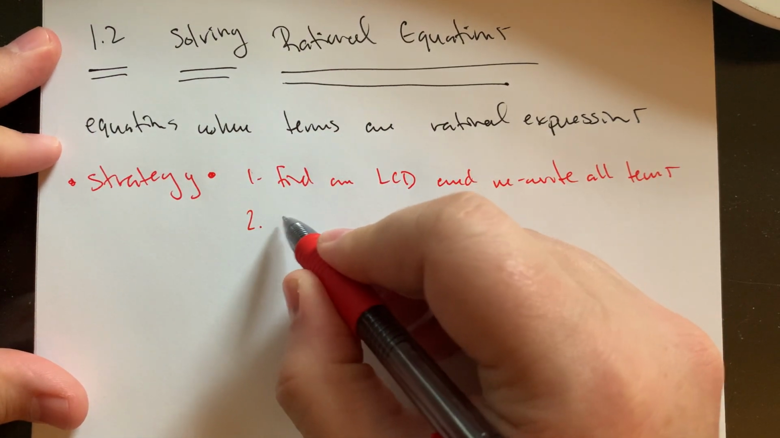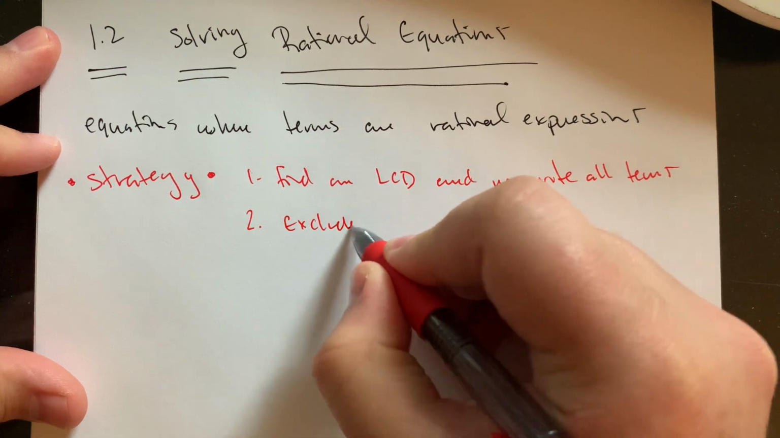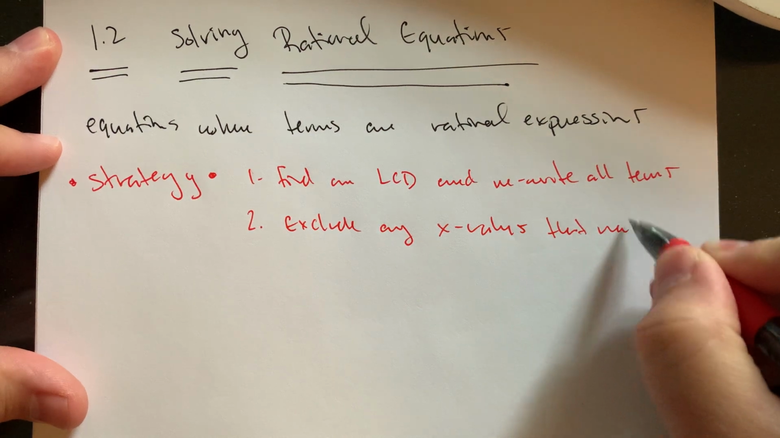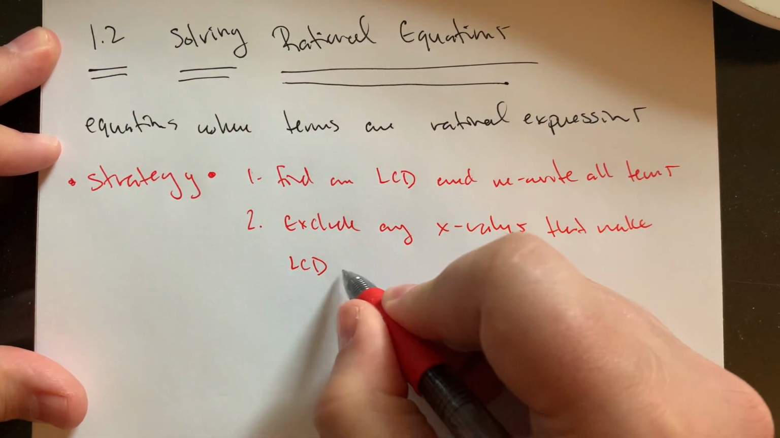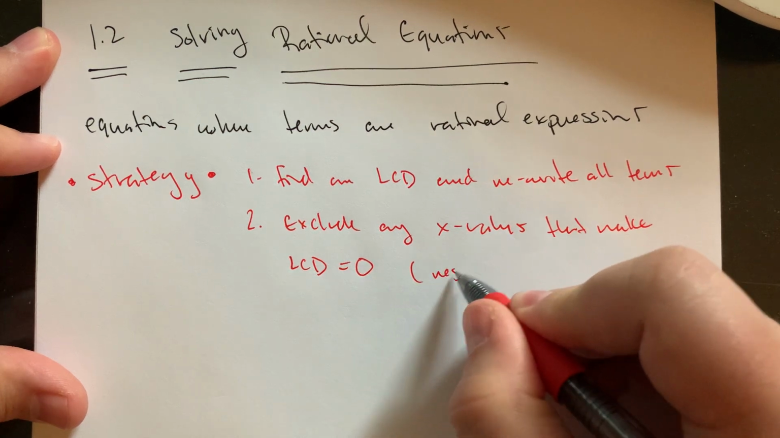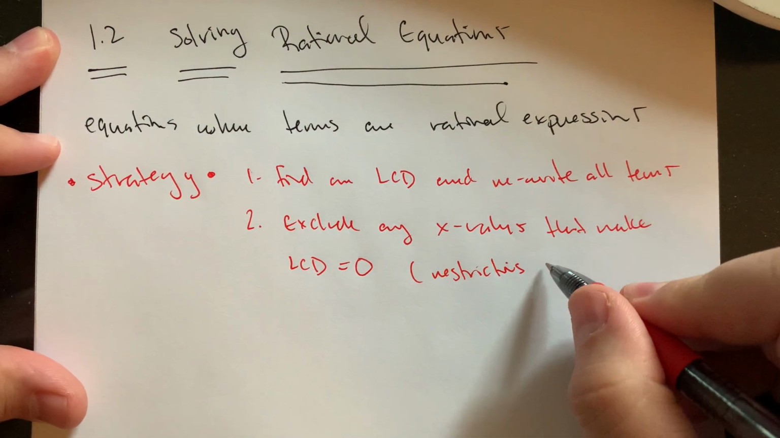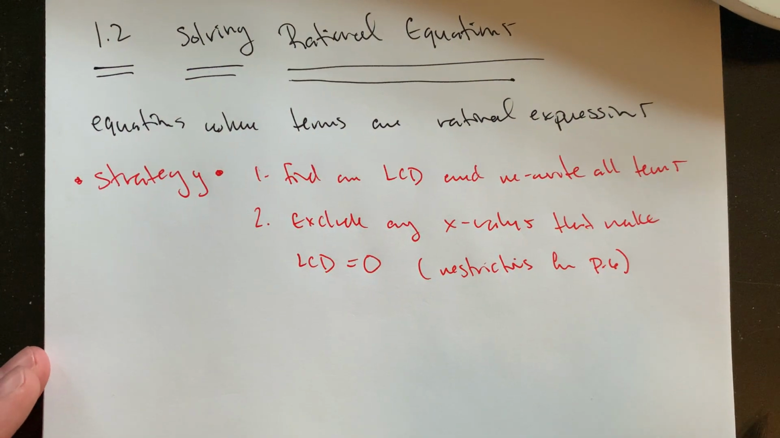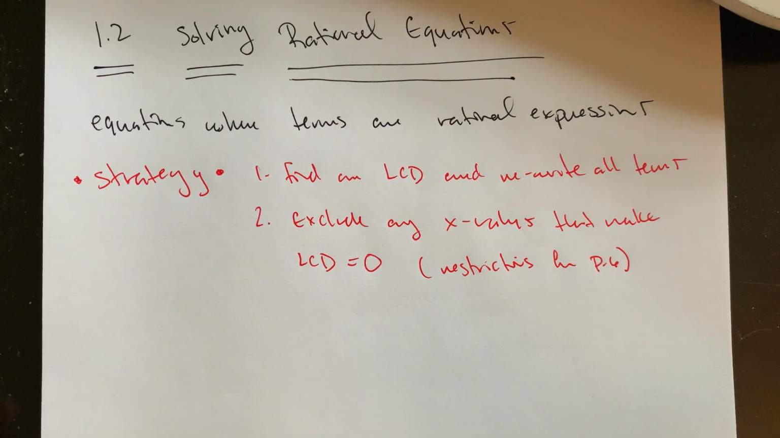You're going to need to exclude any x values that make the LCD equal to 0. This is the same thing as your restrictions from P6. Anytime you have a rational expression, anytime you have variables in the denominator, you make a note of any of the x values that would make that denominator 0, right? We're not allowed to divide by 0. It's one of our fundamental math rules, and it breaks our equations.